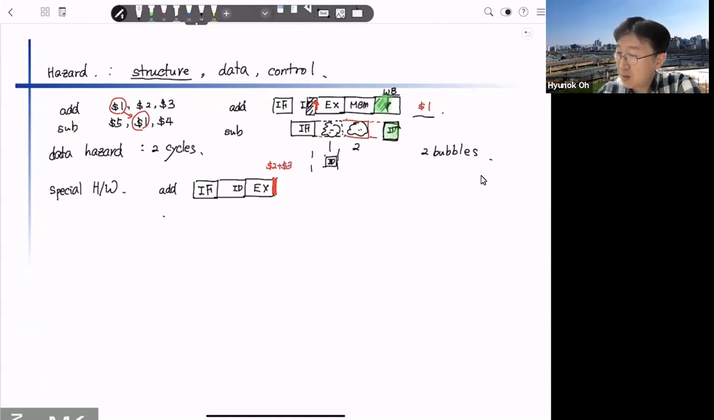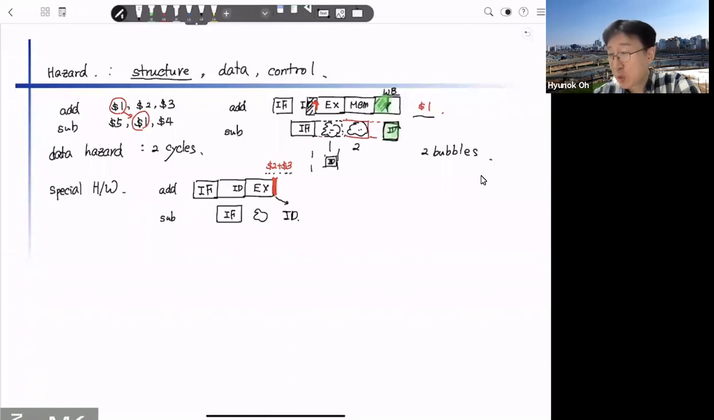And the next instruction, subtraction, is starting here, a cycle later, and it's trying to read. But the read is not available because that value is available only at the end of instruction decode. So in this case, how many bubbles do we need? We need one bubble, so then this value can be used in instruction decode.